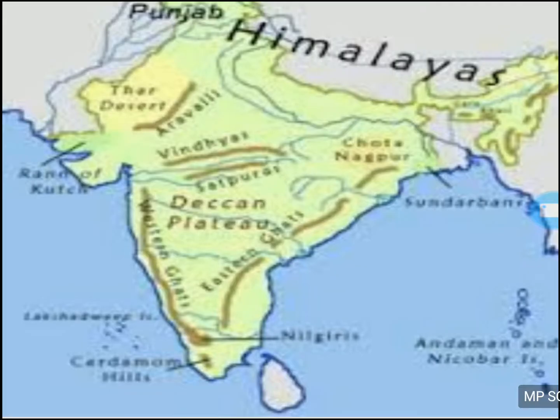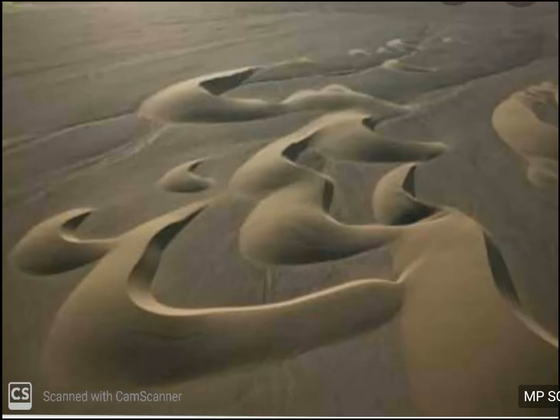So you can see the Aravalli Hill here. Near the Aravalli Hill, above the Aravalli Hill, you have the Thar desert. That is the Indian desert of our country. So you can see in the picture the Aravalli Hill, and above that there is the Thar desert, which is the Indian desert of our country. And these are the crescent shaped sand dunes.